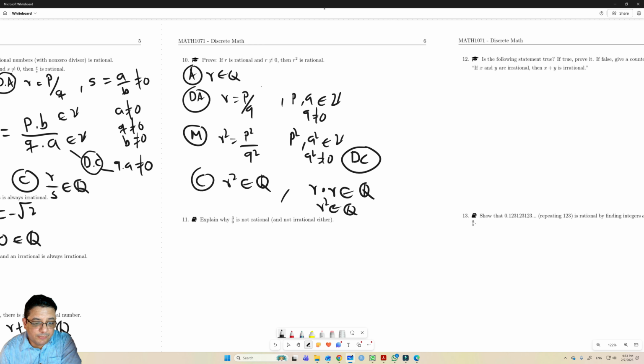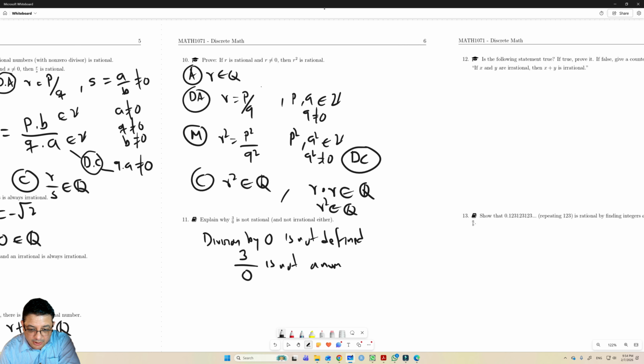Now, to explain why 3 over 0 is not rational and not irrational either, well, first of all, the big problem is that division by 0 is not defined. So this is not even a number. 3 over 0 is not a number. And if it's not a number, then overall, it cannot really be anything, rational or irrational.